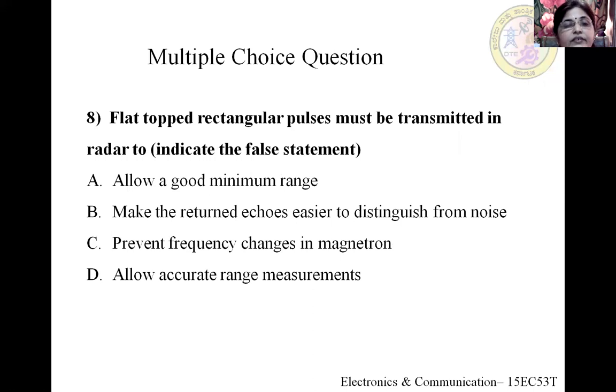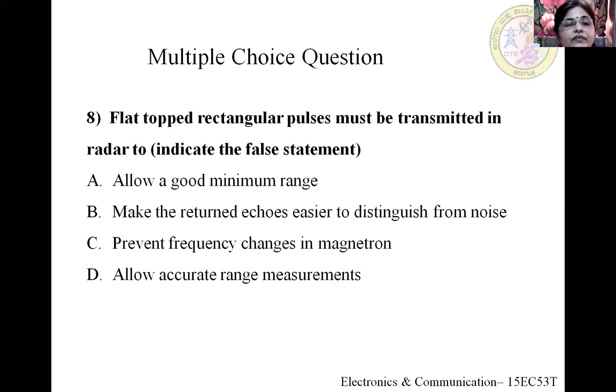Next, question number 8, we have: flat-topped rectangular pulses must be transmitted in radar to, indicate the false statement. A, allow a good minimum range. B, make the returned echoes easier to distinguish from noise. C, prevent frequency changes in magnetron. D, allow accurate range measurement. So here, what will be the right answer?